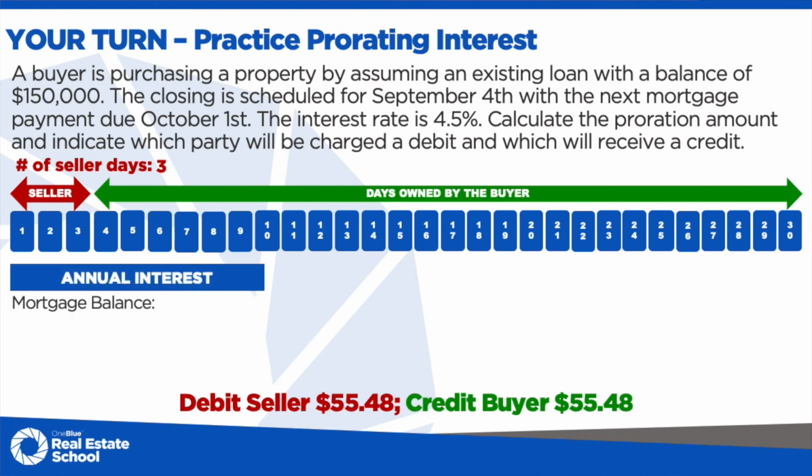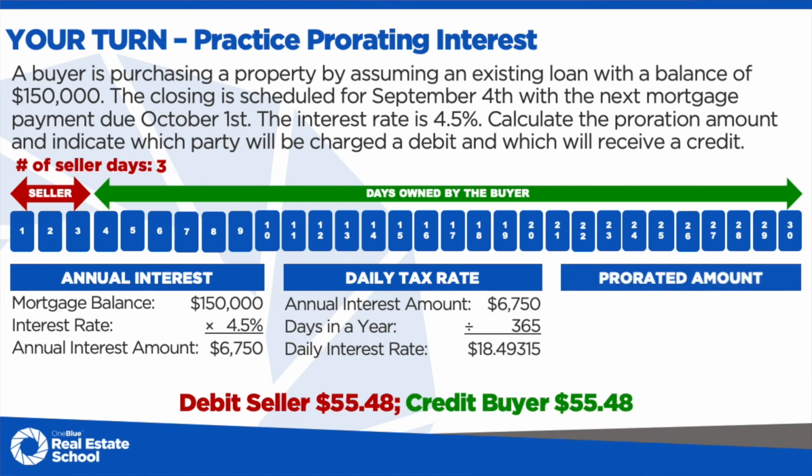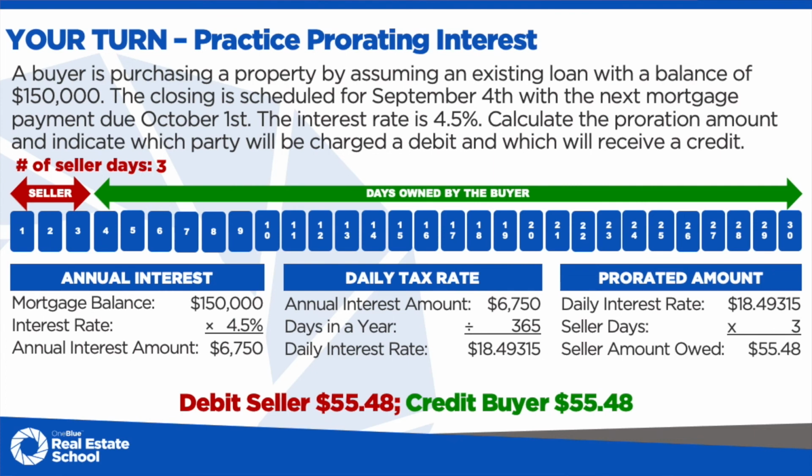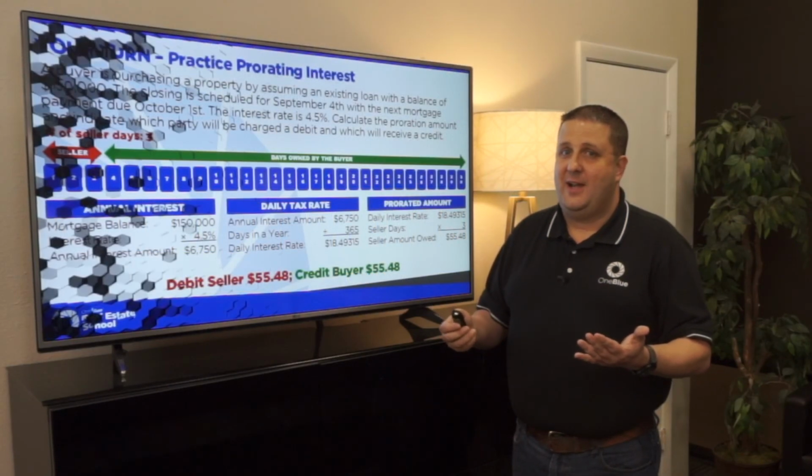Our annual interest rate, we take our mortgage balance. We're going to multiply that by the interest rate. That's going to give us an annual interest amount of $6,750. We're then going to take that and divide it by 365 to get our daily interest rate. Then we take that, we multiply it by the number of days that the seller owned the property. It gives us $55.48 that the seller owes the buyer. What do you think? Pretty easy, huh?